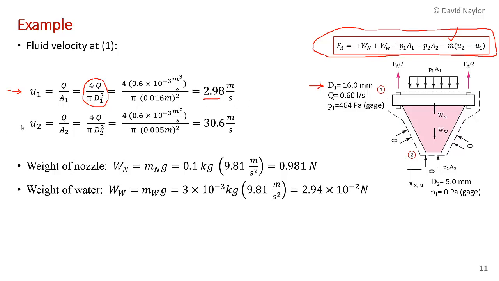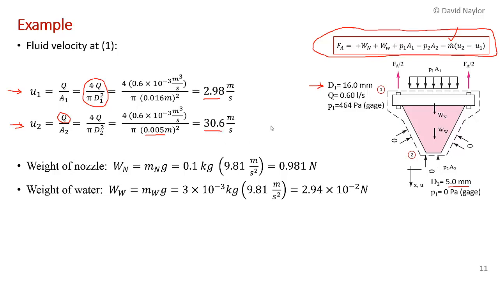We can do the same thing at 2. We have the volume flow rate. It's the same volume flow rate throughout, 0.6. And then we just do the same thing, but it's Q divided by pi d2 squared upon 4. And the diameter of the outlet, you're told in the problem statement, is 5 millimeters. So as expected, the velocity is substantially higher because of the reduction in cross-sectional area, 30.6 meters per second.